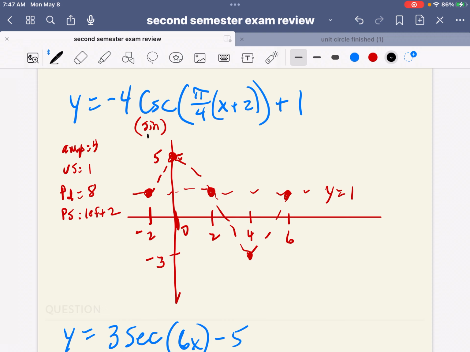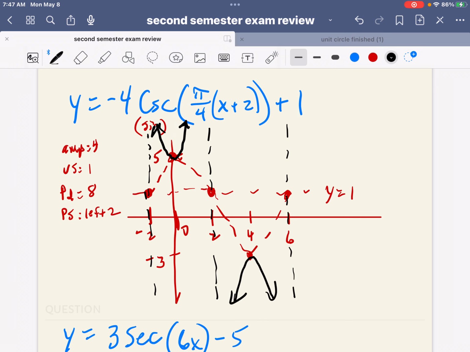So you pencil in an asymptote wherever the sine wave crosses the midline. That's where the cosecant function would be undefined. Then you just draw a little parabola looking thingy that touches each high point and each low point. And so the black graph is your cosecant function.